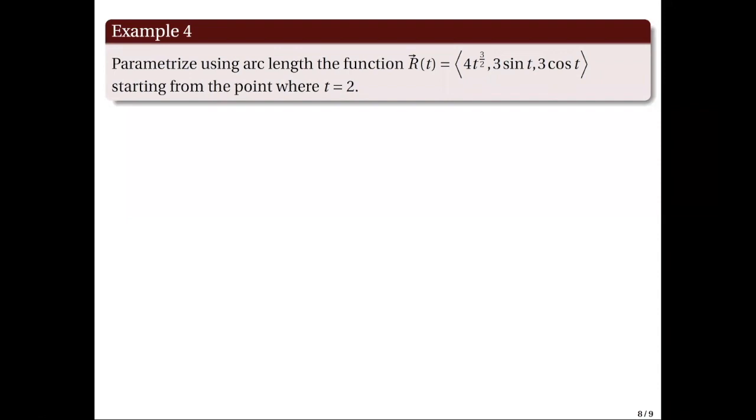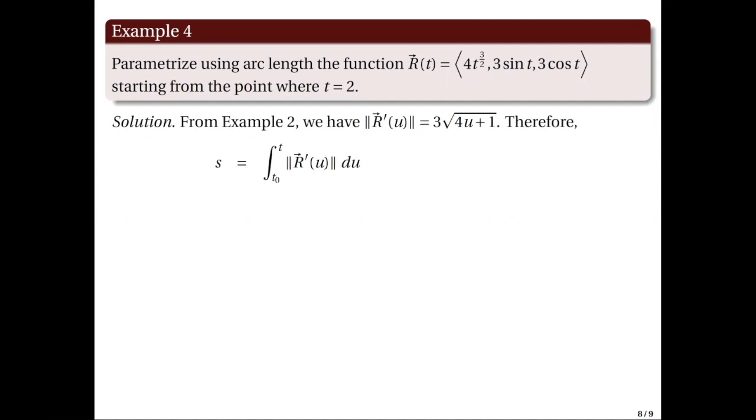Let us parameterize using arc length the vector function r of t with components 4t to the 3 halves, 3 sine t, and 3 cosine t, with reference point where t is equal to 2. From the second example, we have seen that the norm of r prime of u is equal to 3 times the root of 4u plus 1. Hence, using this formula for s in terms of t, we replace this t naught here by the reference value 2, and we get the following integral.